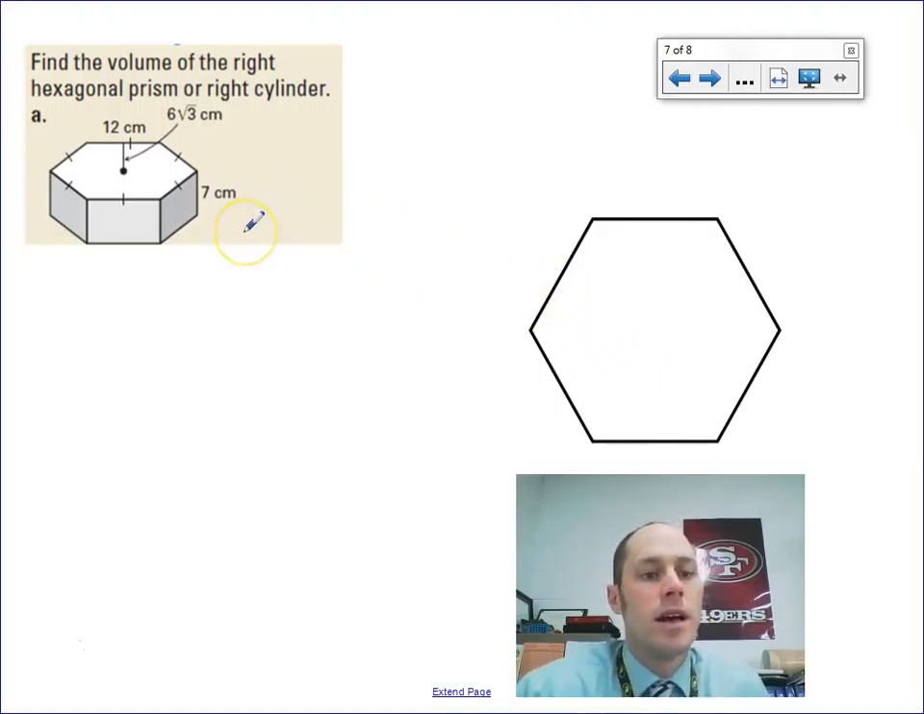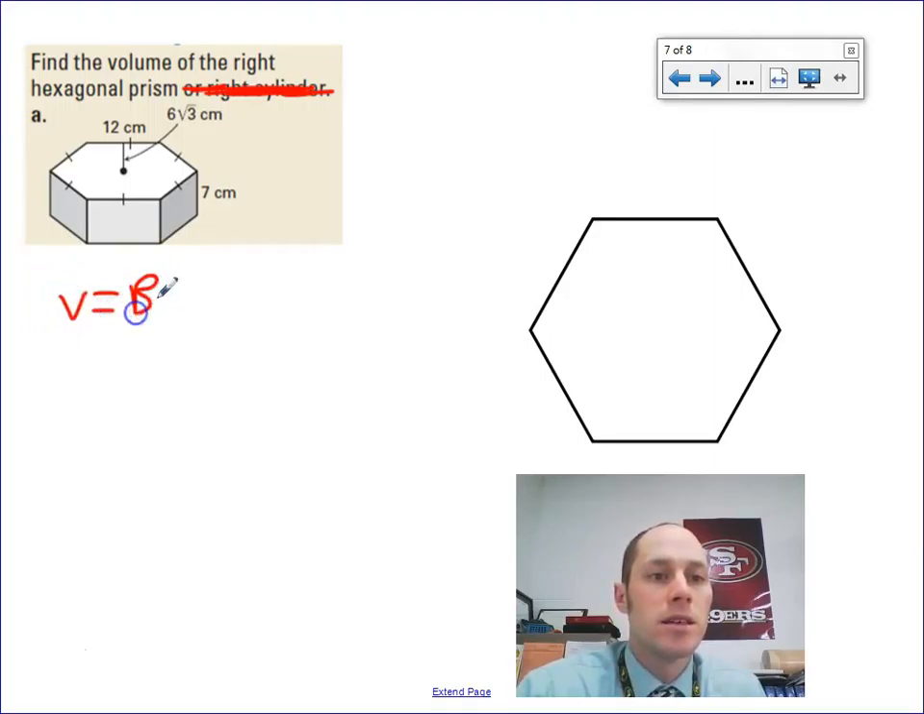All right, I want you to try to see if you can figure out the volume of the right hexagonal prism. It's not a right cylinder. So let's see if you can figure out this volume. So volume is area of base times height.